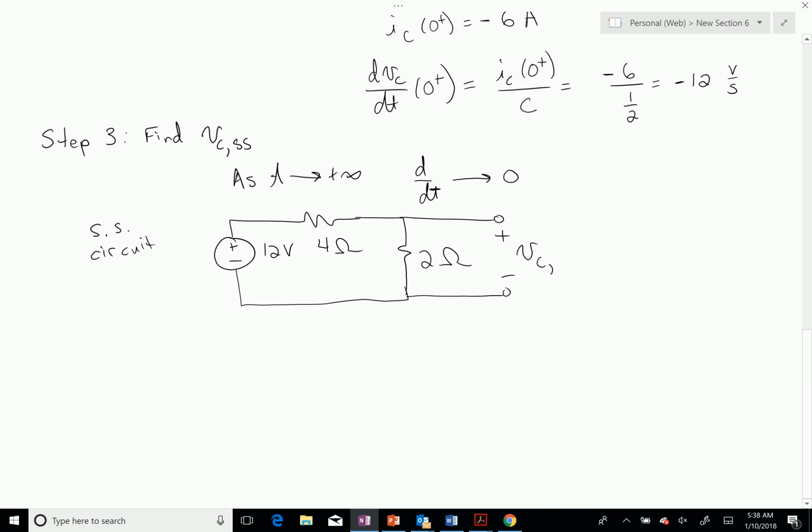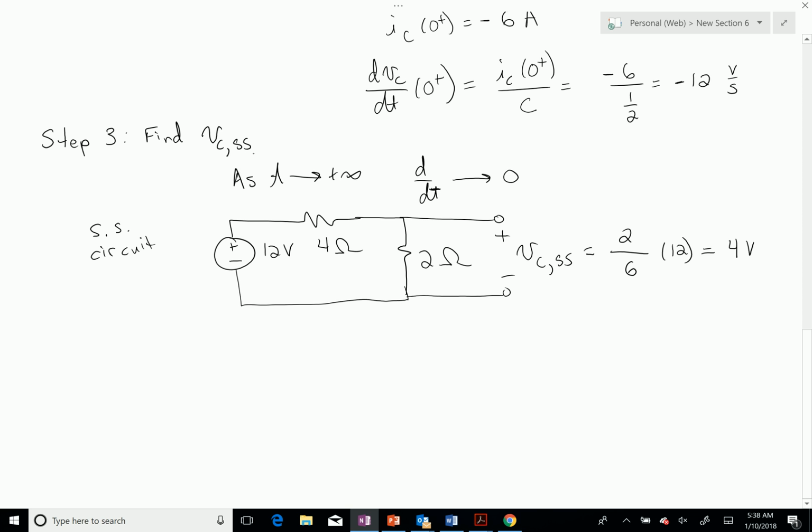Let's call this VC steady state, so VC at infinity. If I look at this, again, it's a voltage divider, so this is pretty straightforward for me to figure out. If it's a voltage divider, I have 2 over 4 plus 2, which is 6, times 12. So that puts it at 4 volts. Okay. So now I know everything I need to get the initial conditions and the final value.